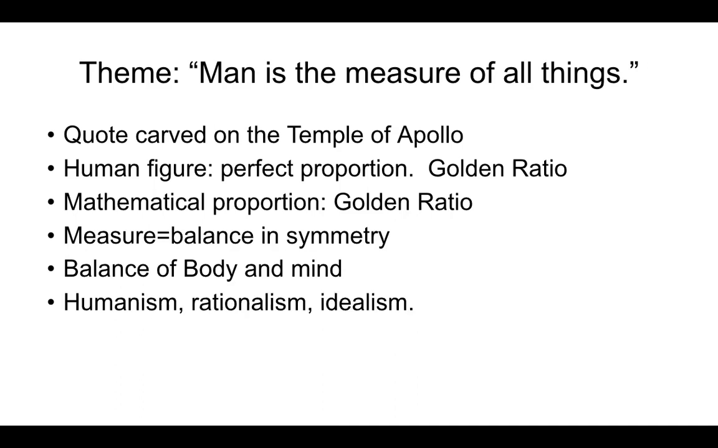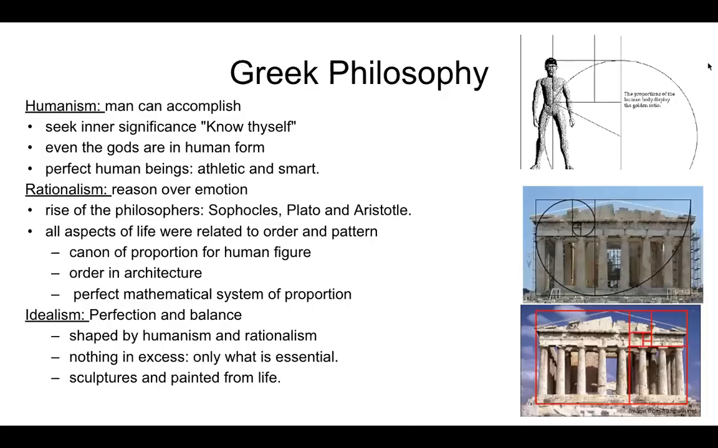And then the Greeks had three major ideals: humanism, rationalism, and idealism. And we can see that represented in their arts, right? So humanism is the concept that man can accomplish, right? It's a very American ideal. If I work hard, I should be able to do well in life, right? Early American democracy was rooted in things that they learned from the Greeks and the Romans, right? So humanism, you should seek to understand yourself, know thyself, right?